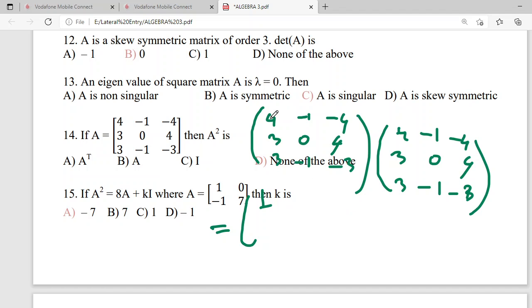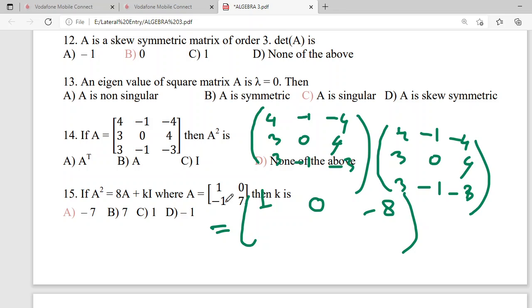Then the second element, 4 into minus 4, minus 16, then plus 4, minus 16 minus 4, it is minus 20. Third element: minus 20 plus 12, how much is it? Minus 8. So this one is minus 8. So the first row we have this.